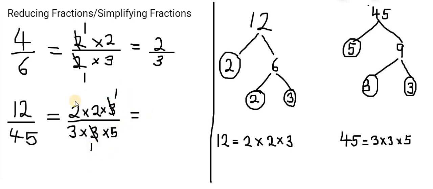At the top, we then have 2 times 2, which is 4, times 1, which is still 4. And at the bottom, we have 3 times 1, which is 3, times 5, which results in 15. So, 12 over 45 as a reduced fraction is 4 over 15. Okay? Now, this can also be done for other fractions.